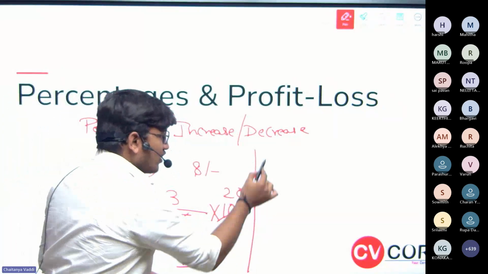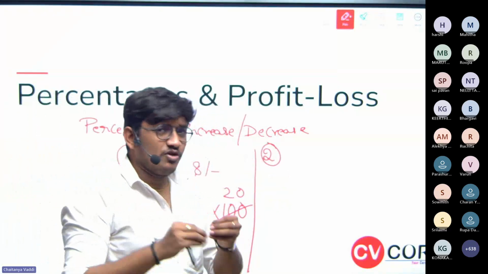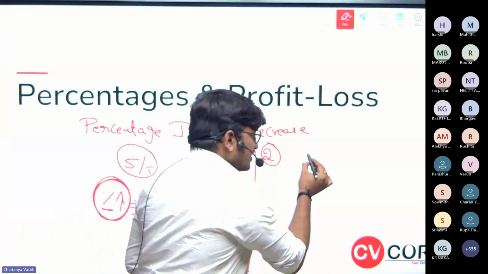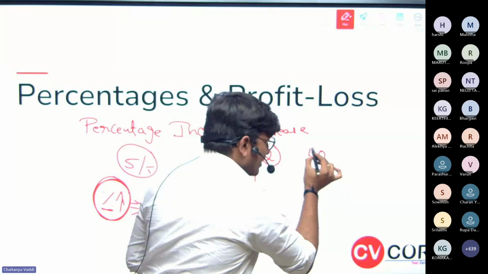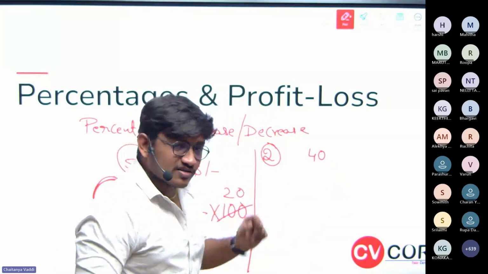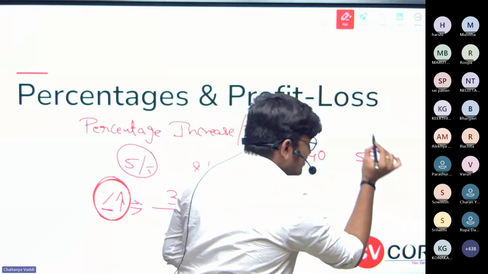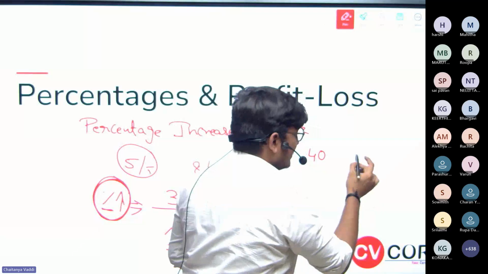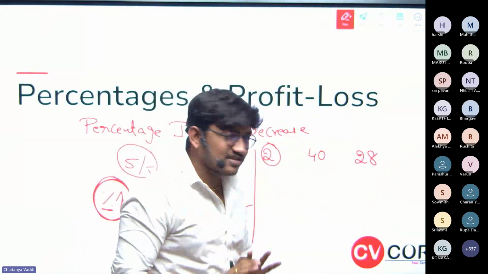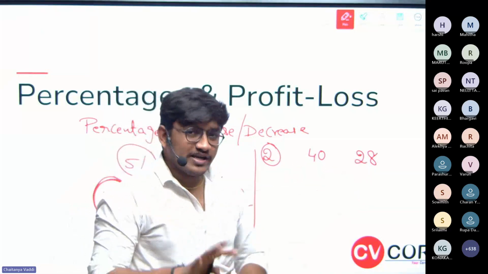Now I will take one more example. Example number 2. Let's consider yesterday's class: there are 40 students in my class. And today's class, let's say there are 52 students. Sorry, let's take a decrease value: 28 students in the class. Yesterday there are 40 students in the class, and today 28 students are there in the class.